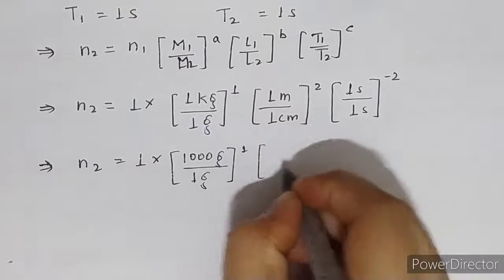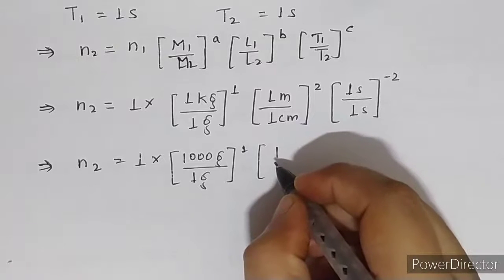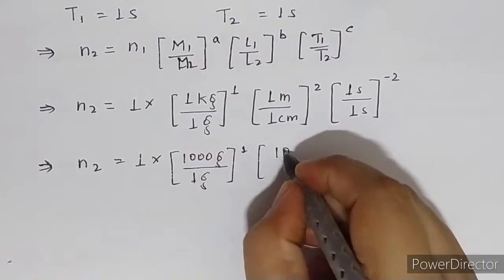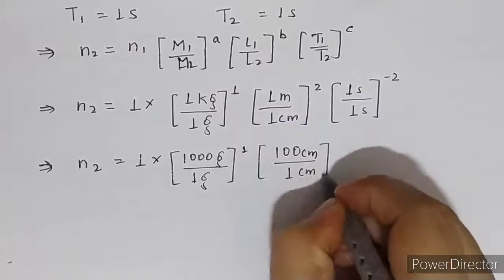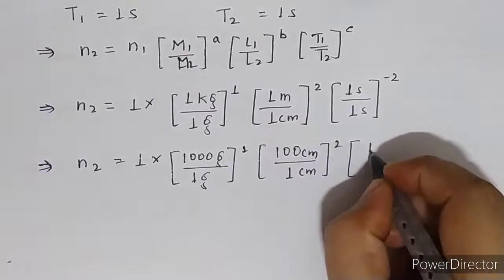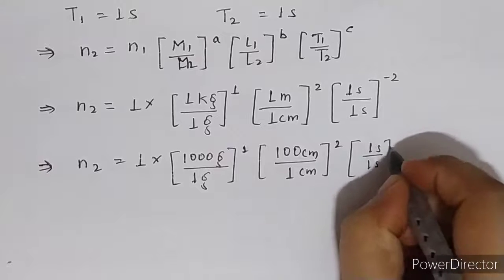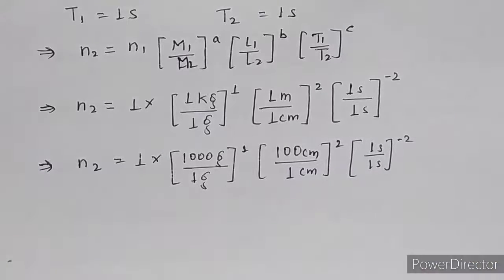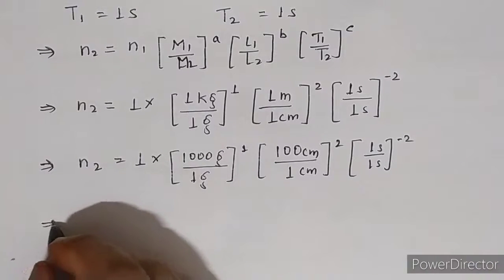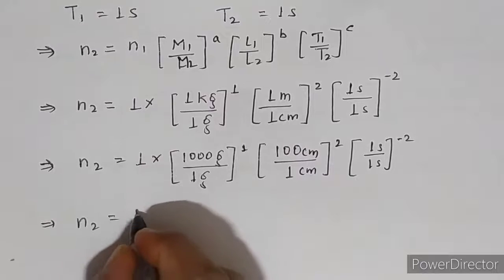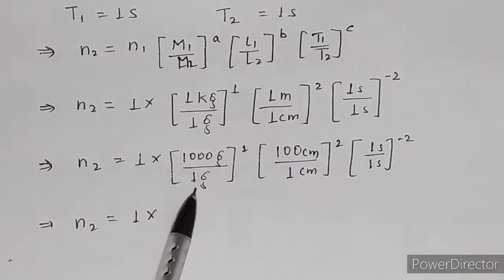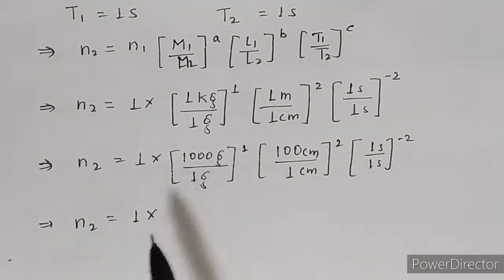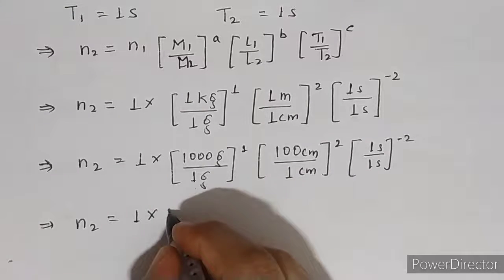Power 1. How many centimeters are there in 1 meter? 100. 1 centimeter, power 2, and this will be 1 second upon 1 second, power minus 2. Now we have to calculate it further. When 1000 gram is divided by 1 gram, we only have 1000 with the power 1.